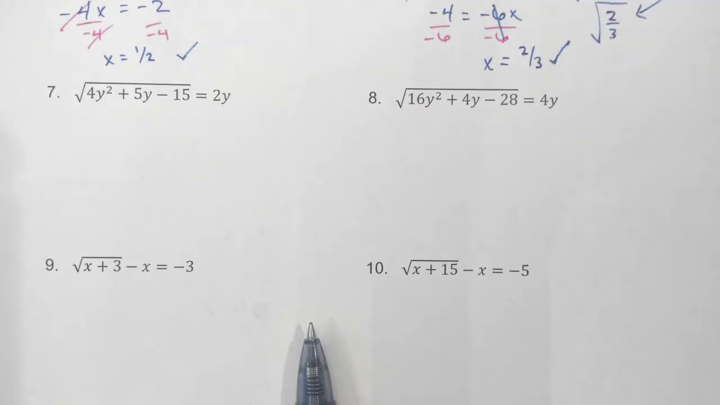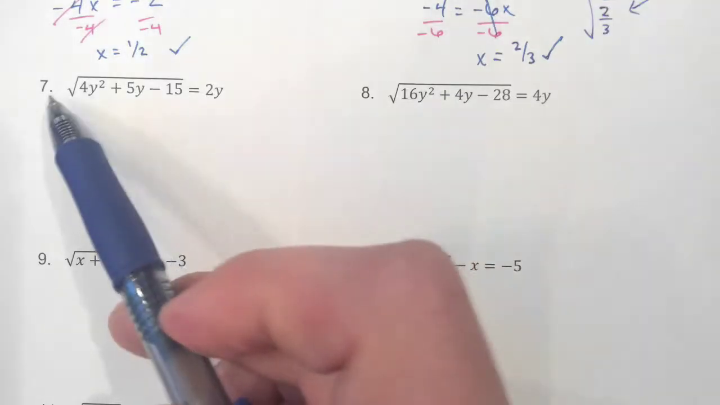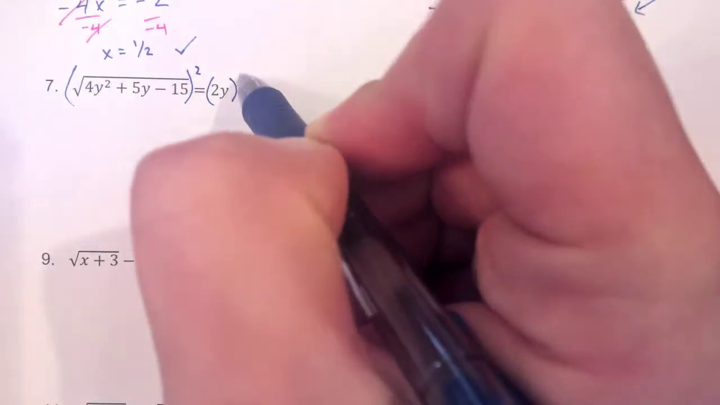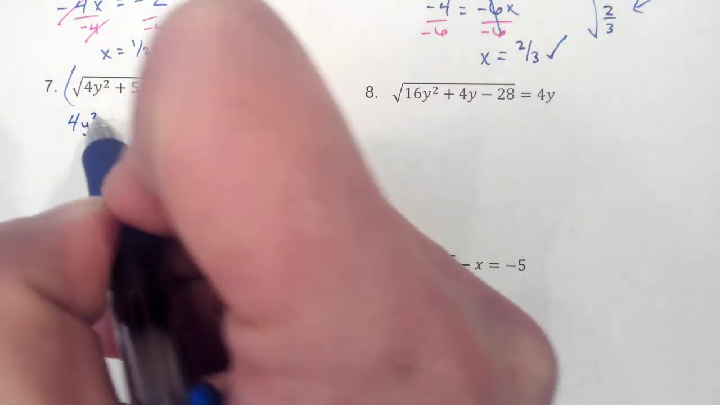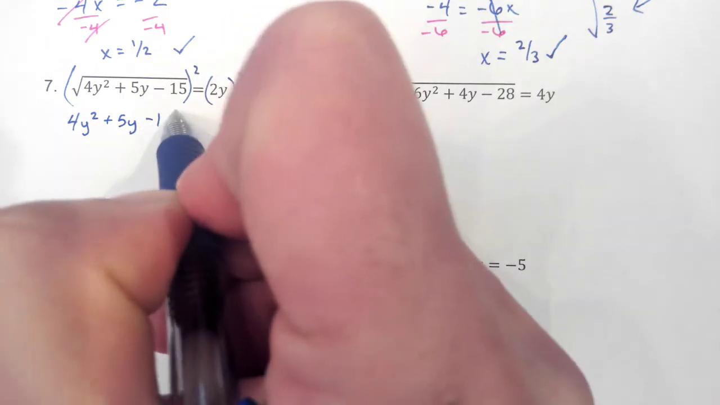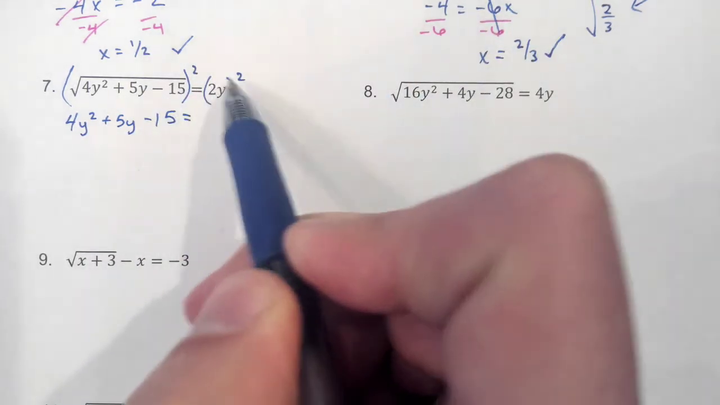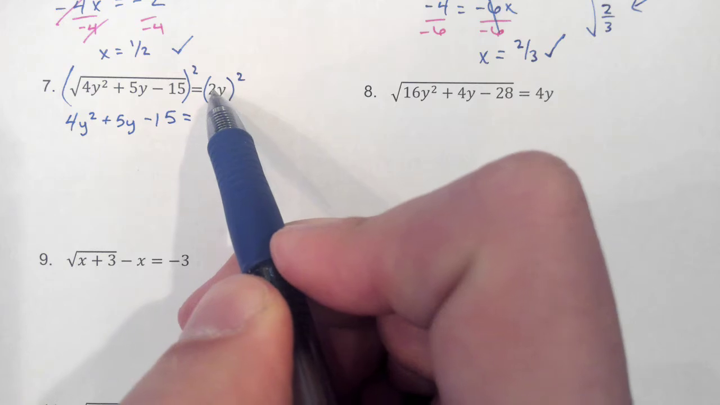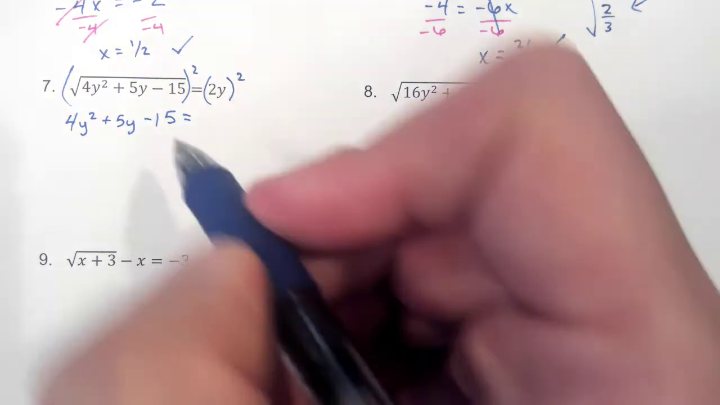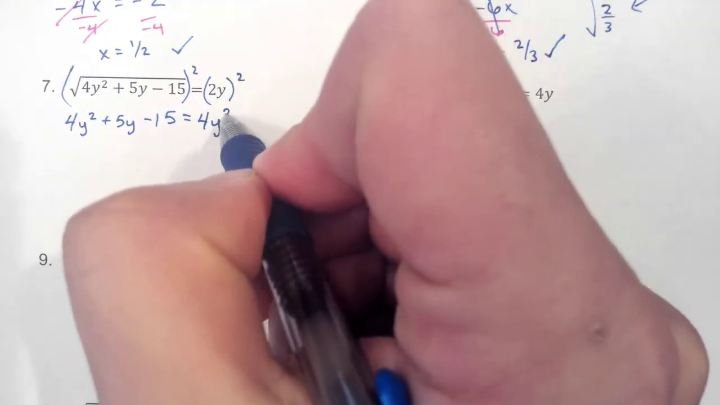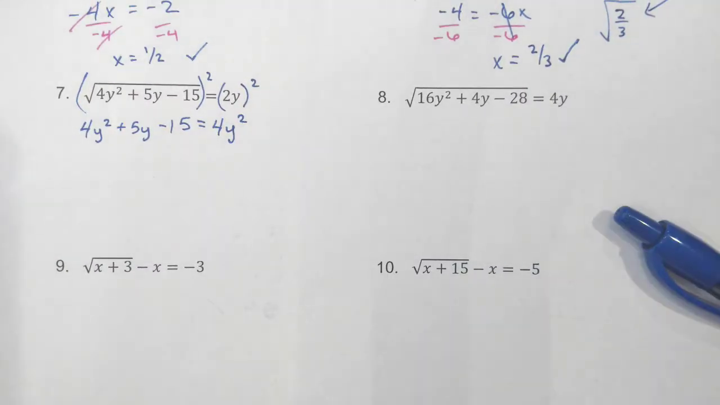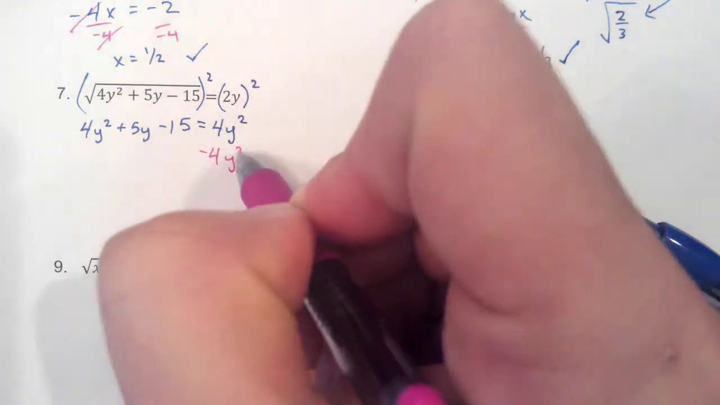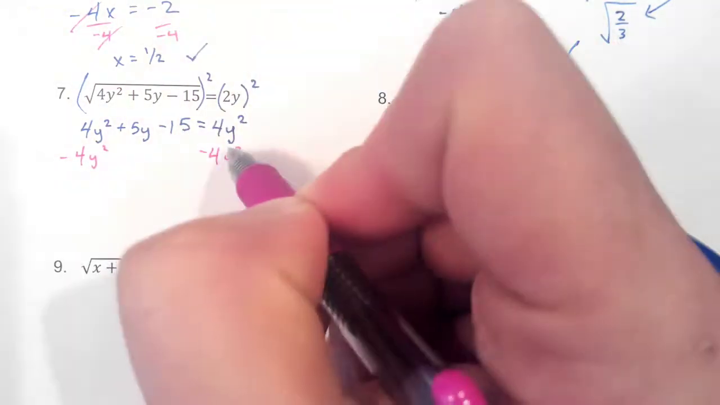7 and 8 look like each other. So let's see. I've already got that radical isolated on the left side, so I'm ready to square both things. The square and the square root would cancel, so that's going to be 4y squared plus 5y minus 15 equals, over here, remember when you square, everything has to be squared, so it's 2 squared and y squared, so that would be 4y squared, which is awesome, because when I go to isolate that y squared, you see that they cancel each other out.